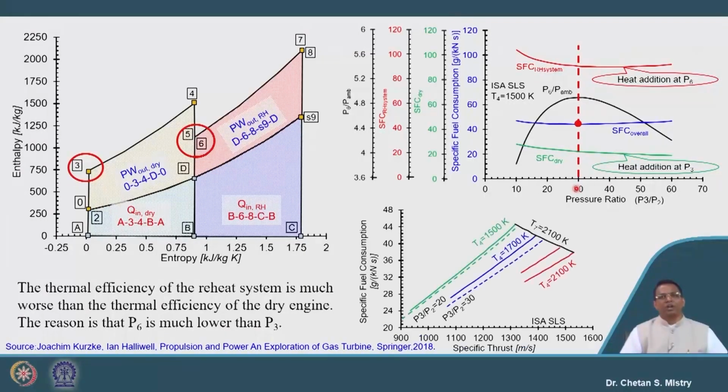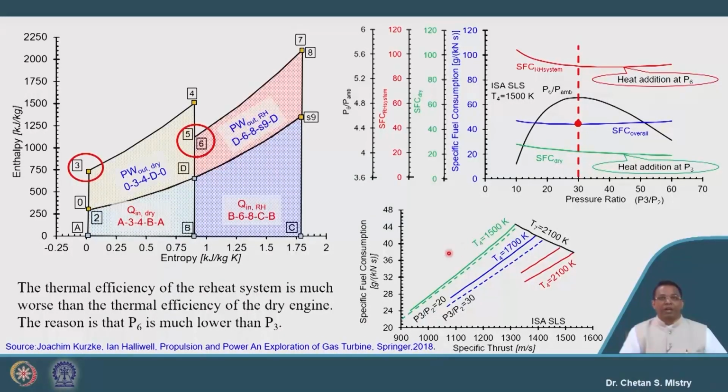Now let us analyze this in terms of our requirement. We are plotting specific thrust versus specific fuel consumption, and the full line represents my pressure ratio of 20, the dotted line represents my pressure ratio of 30, and this represents my turbine entry temperature.